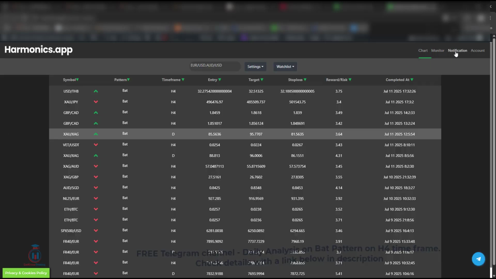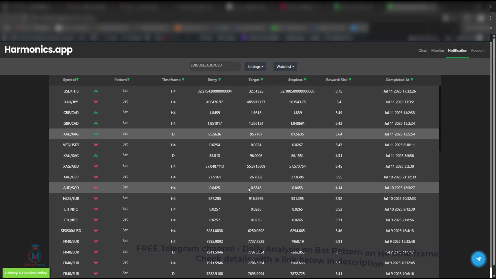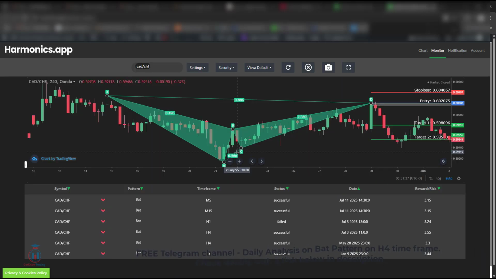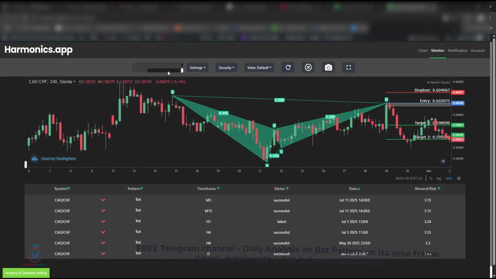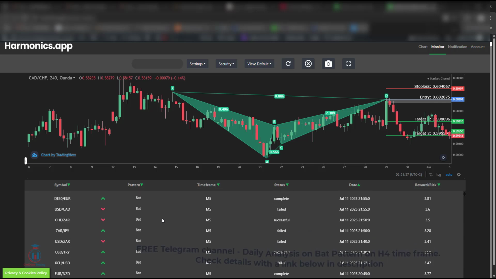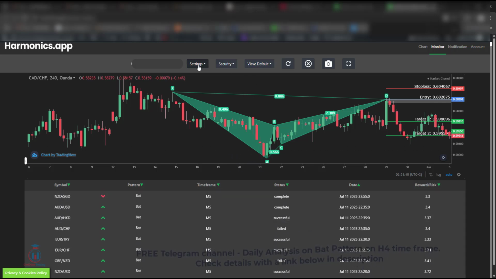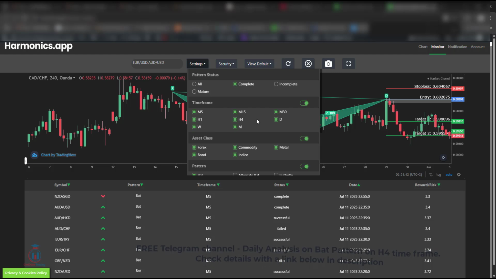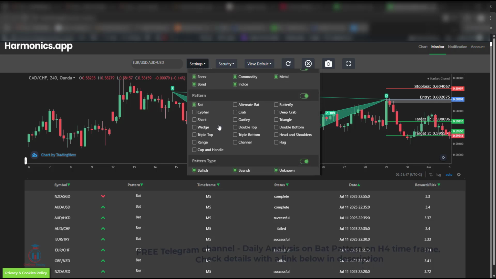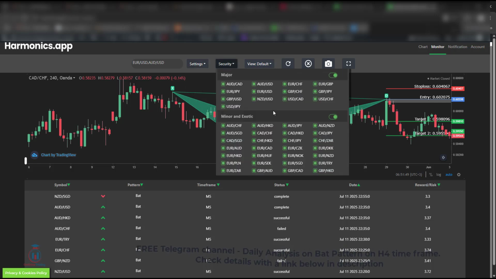For now, you can see that inside notification you select which symbols and also the patterns and also which time frame you would like to receive on Telegram. Here inside the monitor you have the possibility to make some kind of analysis. You can also use this filter to select which pattern you would like to have populated, but here inside this table you have all the symbols that you have selected. Here inside the settings you select which time frame you would like to see, which asset classes, which patterns you would like to see, and then here inside security you select which symbols.